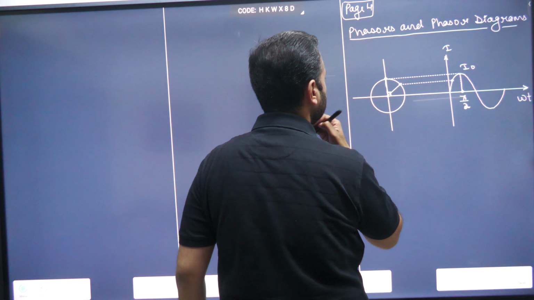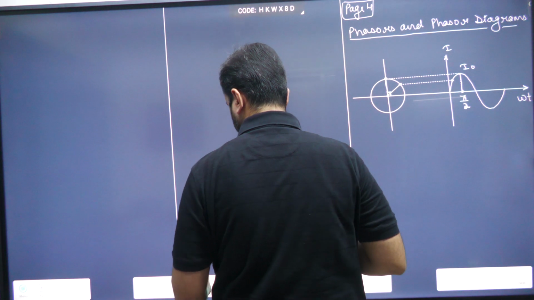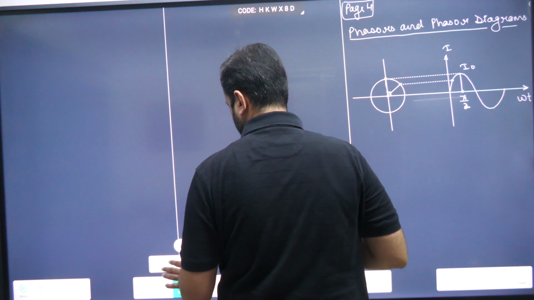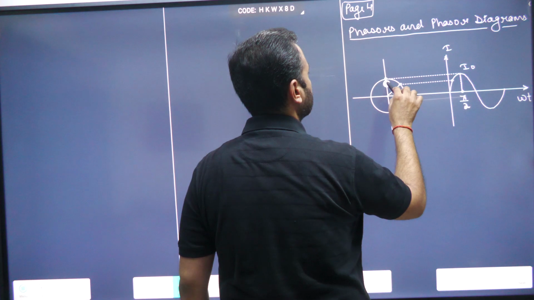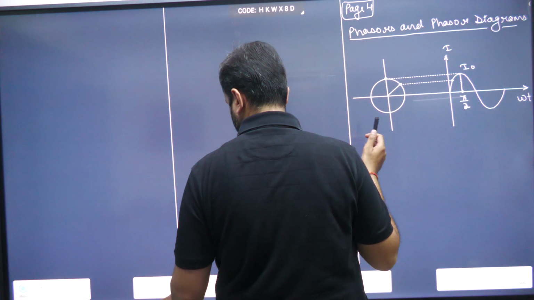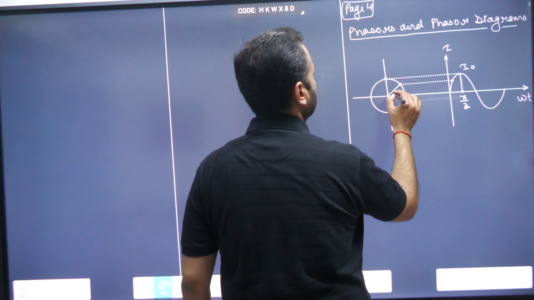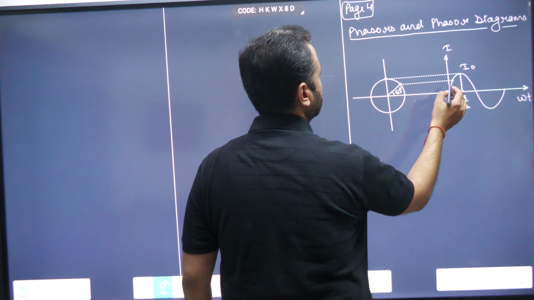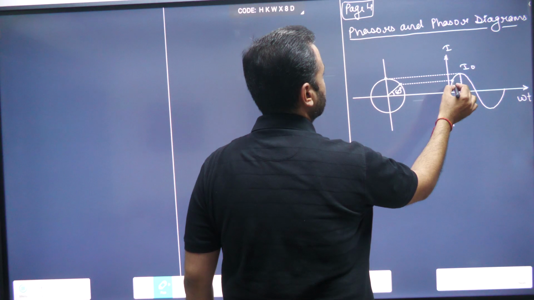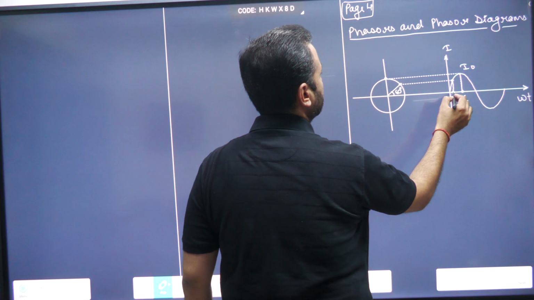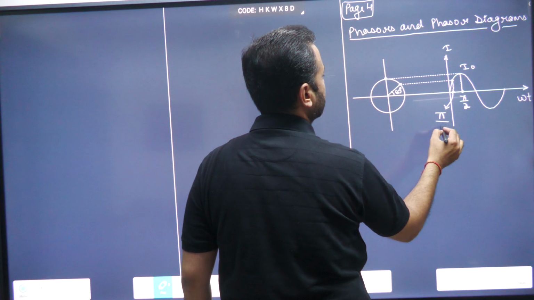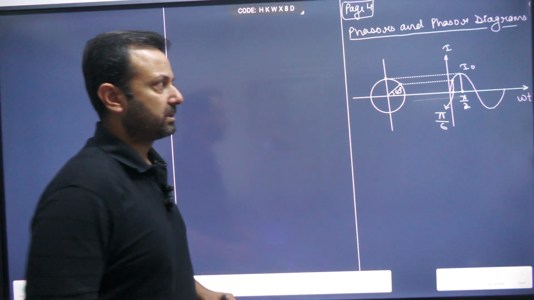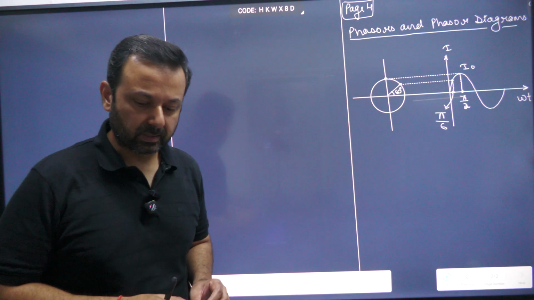And now find out what is the angle. So the angle is, this time if I am finding out, 60 degree. So at this point I will mark 60 degree here. 60 degree means pi by 6. Is this clear?